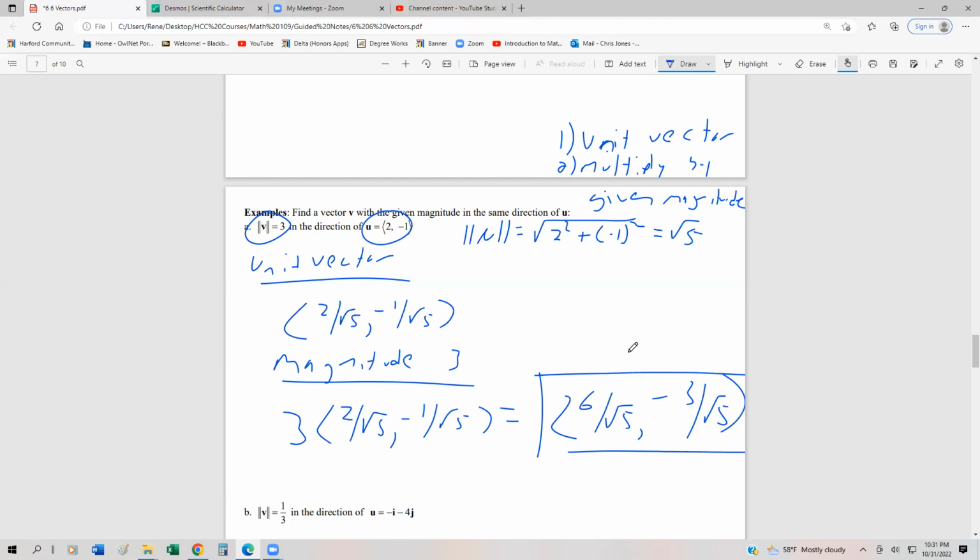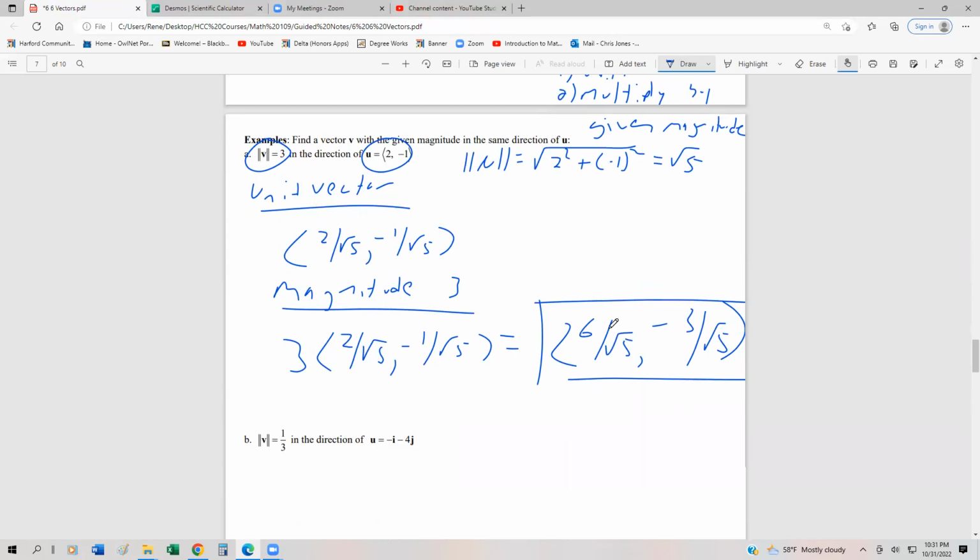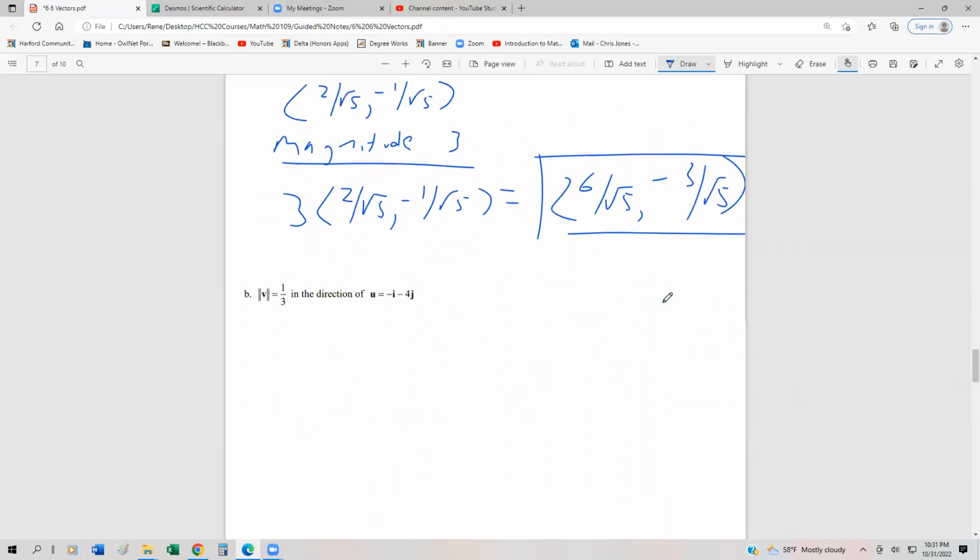Of course, you can use the trick I just showed you if you don't believe me, and you could see that it has a magnitude of 3 as we go through and find the magnitude of this vector.